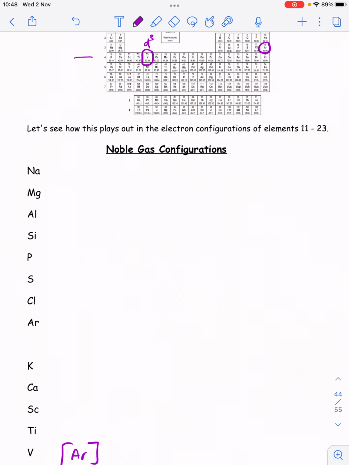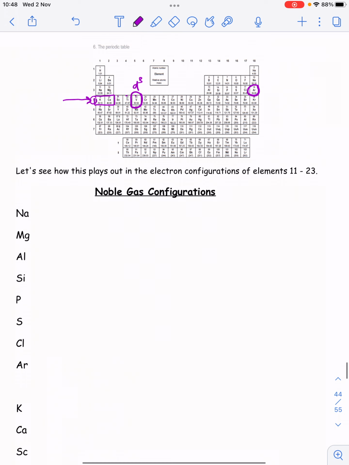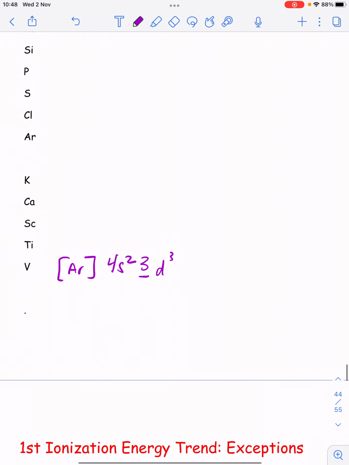So the first thing I get to, I read it left to right like a book, is the 4s block. And I know that both of these are going to fill first. So I write 4s2. And then I know that I have 3d3. And the one trick to remember about that d, again, is that the number is always lower. You'll also see on the exam, the IB is fine if you want to do it this way.